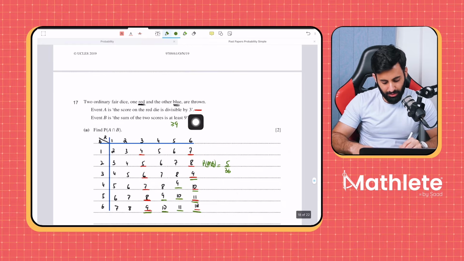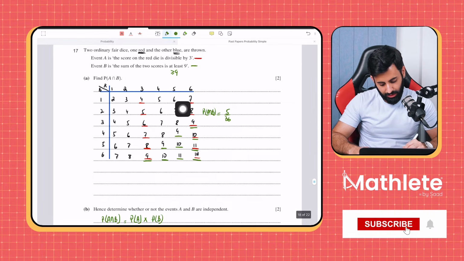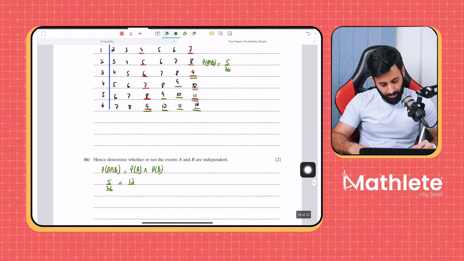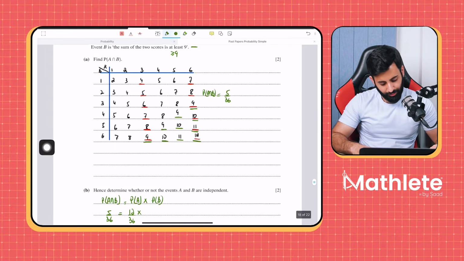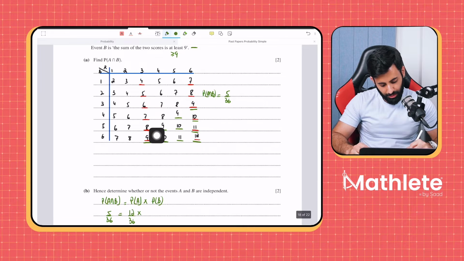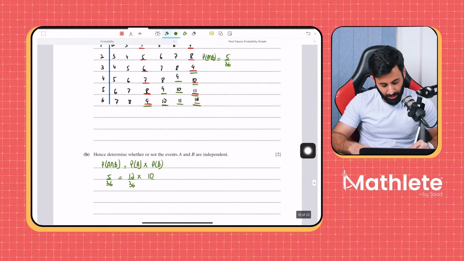Probability of A means the ones that I've underlined in red. Let's see how many of the scores we have that we have underlined in red. 1, 2, 3, 4, 5, 6, 7, 8, 9, 10, 11, 12. So 12 upon 36 multiplied by the probability of B. That means all the scores that I've underlined in green. 1, 2, 3, 4, 5, 6, 7, 8, 9, 10. So what do we have? We have 10 upon 36.